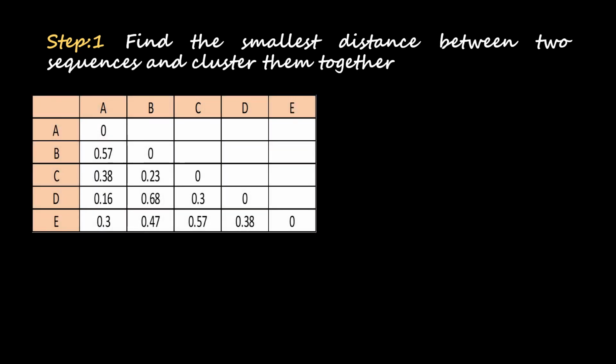So we create this distance matrix using the substitution models we discussed in the previous video. We can use either the Jukes-Cantor or Kimura model and calculate the pairwise distances between each and every sequence, followed by the construction of the distance matrix. So this is a distance matrix, as you can see.